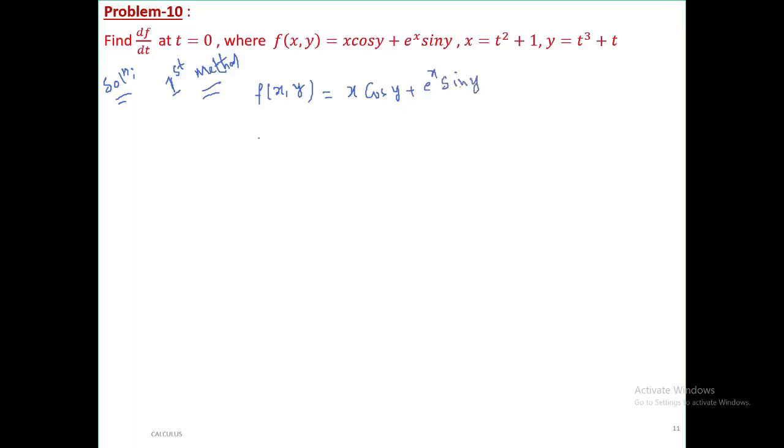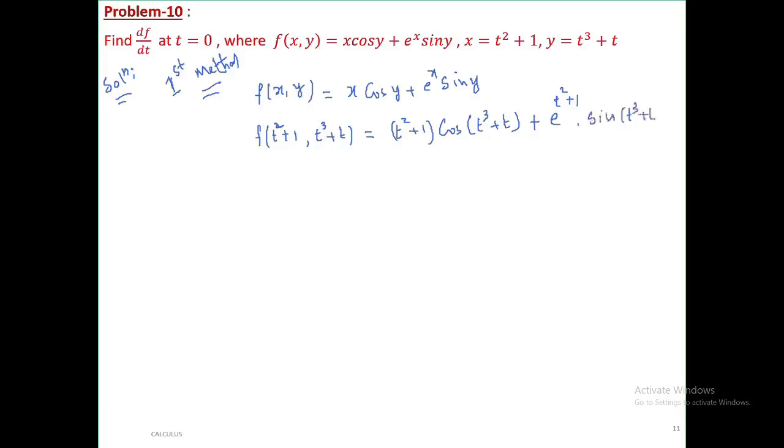Now I am substituting x is equal to t square plus 1, y is equal to t cube plus t. Wherever x, there I am writing t square plus 1, comma, y is t cube plus t. Okay, now substitute here t square plus 1 into cos of t cube plus t plus e power t square plus 1 into sin y, sin of t cube plus t.